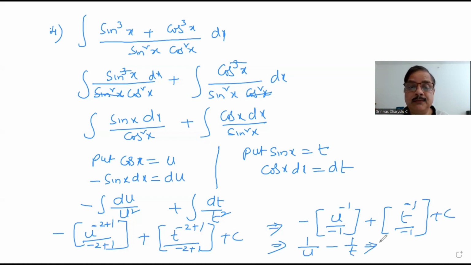1 by u means what? 1 by cos x minus 1 by sin x plus c. This also you can write: 1 by cos x means secant, and 1 by sin means cosecant. So substitution we have done like this. This is also correct, no doubt. Next.